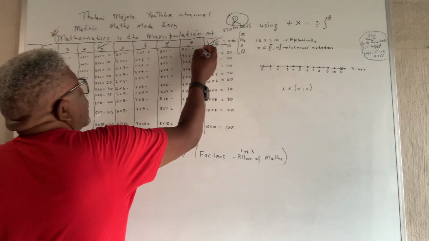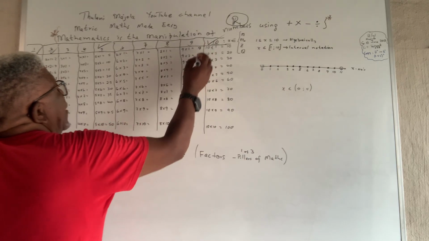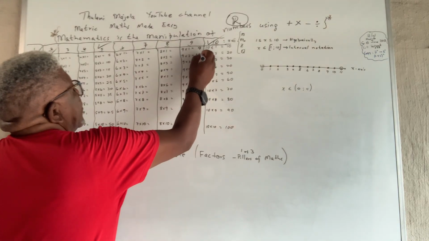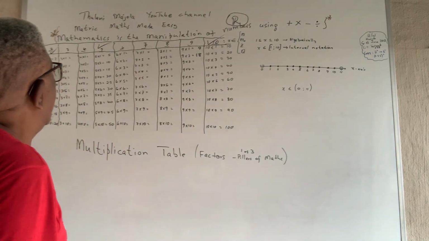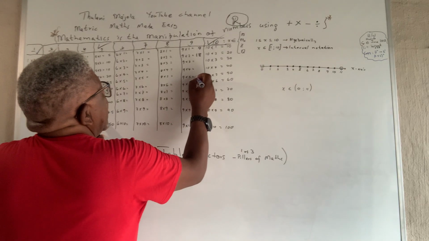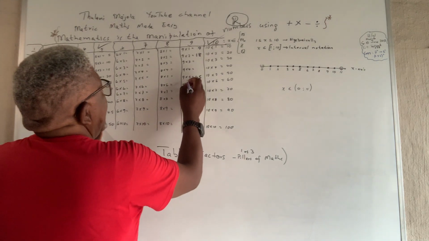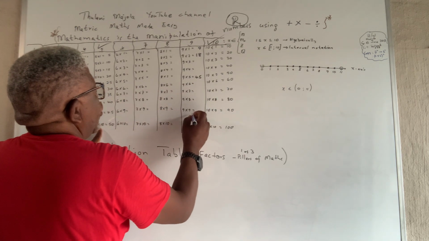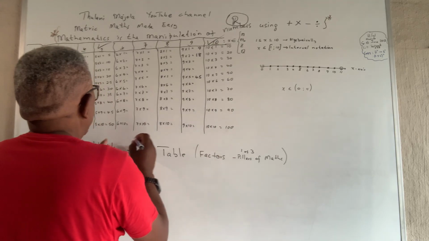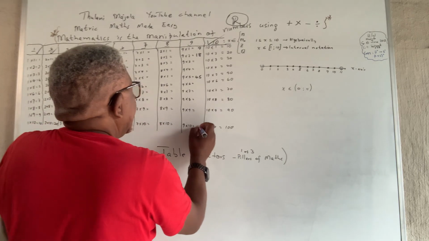So 9 times 1, you've got 1 times 9 here, which is 9. 9 times 2, you've got 2 times 9 here, which is 18. 9 times 3 I don't have. But 9 times 5, I've got 5 times 9 here, which is 45. And 9 times 10, I've got 10 times 9 somewhere. 10 times 9 is 90, so there is 90.